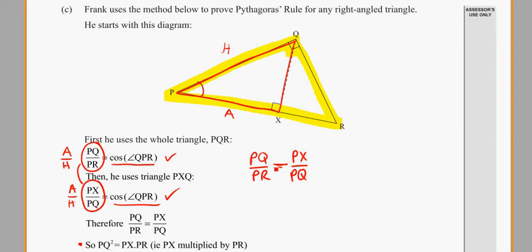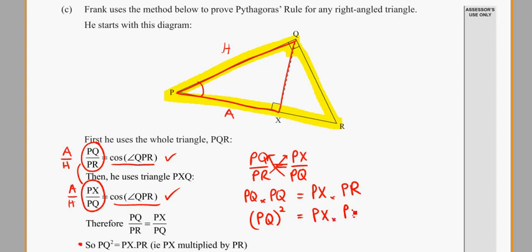Well, if you remember anything from algebra and solving equations, if you have one fraction equal another fraction, you can do a quick bit of cross multiplying. Only works, of course, in this situation. So PQ times PQ, and that has to equal side PX times side PR. This here we can write as PQ squared equals PX times PR, which is exactly what they've got there. So they've demonstrated that for us.